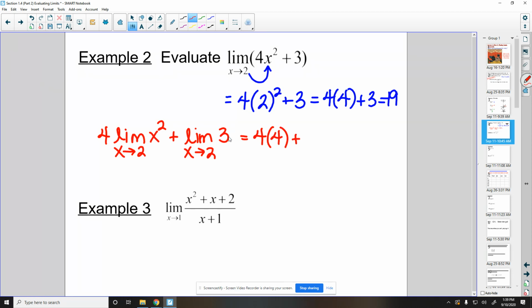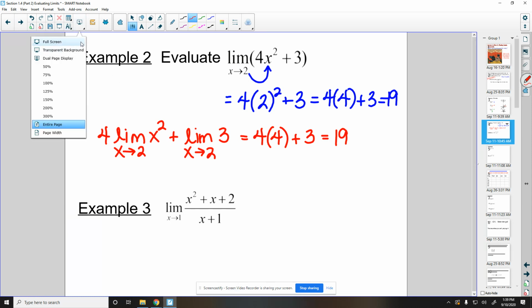And then I would take the limit of 3, which I said is a straight line anyway, so that would be 3. You see how this is working out? So essentially, by just doing plug and chug, I am also applying the properties of limits. I'm just kind of shortening that process.